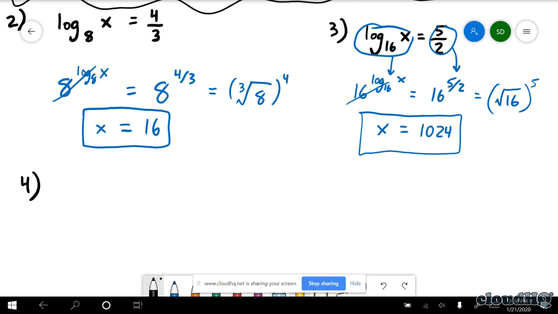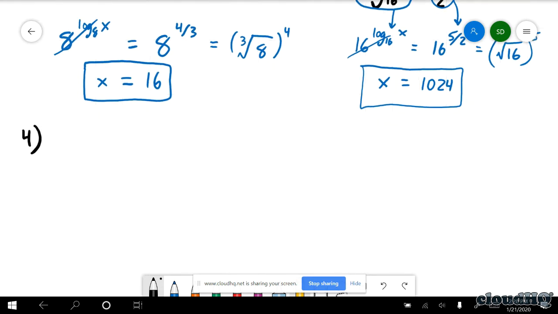Sometimes we'll have equations that have a log on both sides, not just a variable, but a log on both sides. Log base 4 of x squared is equal to log base 4 of negative 6x minus 8.